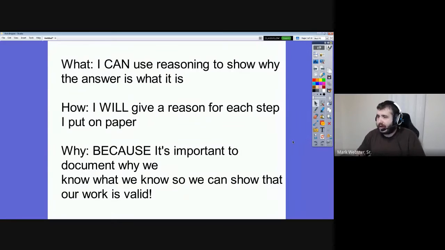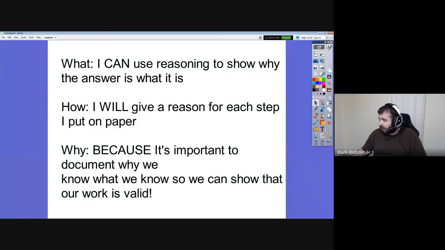So what are we doing today? I can use reasoning to show why the answer is what it is. How are we going to do it? We're going to give a reason for each step that I put on paper. And why are we going to do it? Because it's important to document why we know what we know so that we can show that our work is valid.